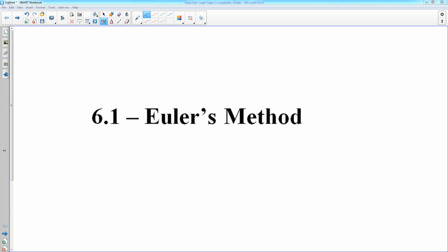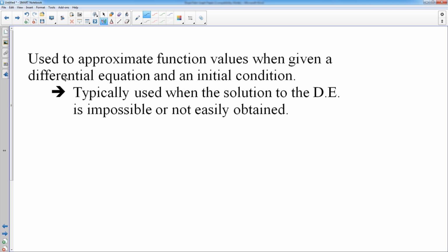All right, let's look at Euler's method in this one, and that is pronounced Euler, not Euler. What Euler's method is, it's a way to approximate function values when you are given a differential equation and an initial condition. If it is possible to find the solution to the differential equation, then usually we'll go that way, because if you can find the solution, then you can get exact function values without having to do approximations.